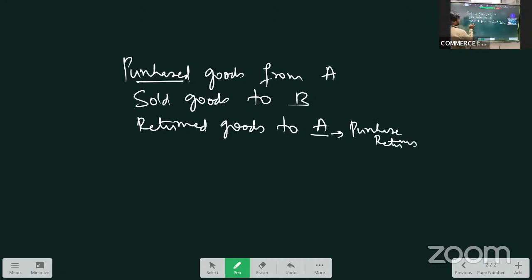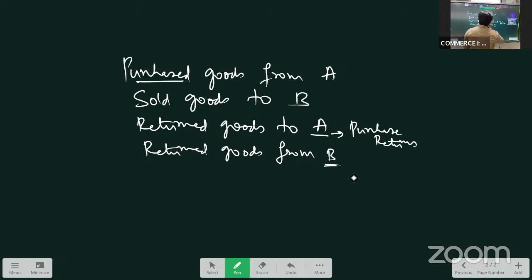If it is given as return goods from B, now we'll consider the name B and cross-verify whether we have purchased goods from B or we have sold goods to B. Here it is given as sold goods to B. This is a transaction of sale, so now this becomes sales return. So through the name, we'll cross-verify and identify whether it was a transaction of purchases, then we note it in purchase return book. If it was a transaction of sales, we'll note it in sales return book.